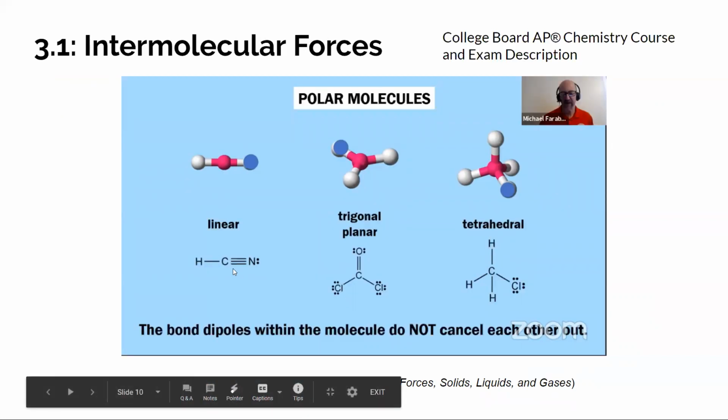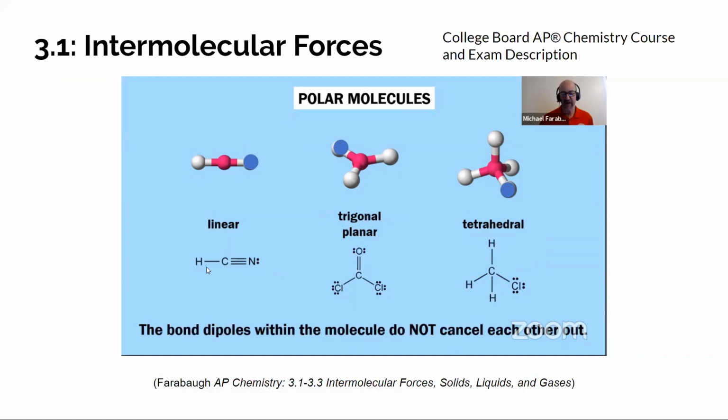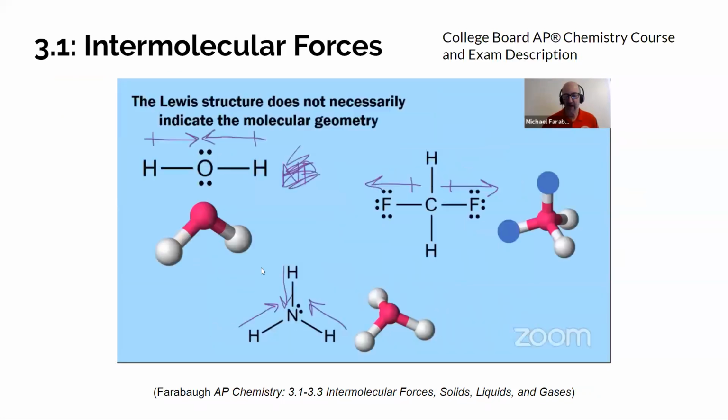It's going to be way stronger this way. And even if they're pulling a little bit this way, this is going to be so much stronger that it will still have a bond dipole going this way. So the bond dipoles don't cancel out. And so the Lewis structure does not necessarily indicate the molecular geometry.